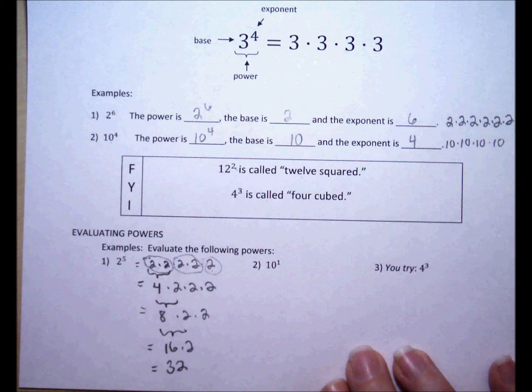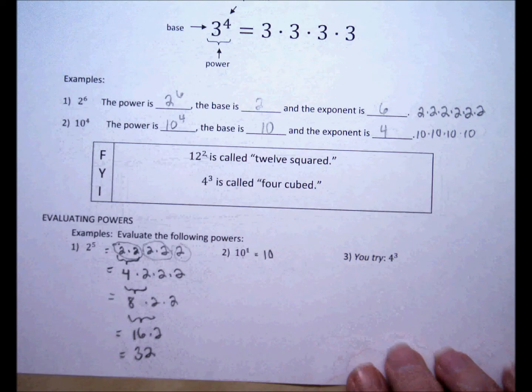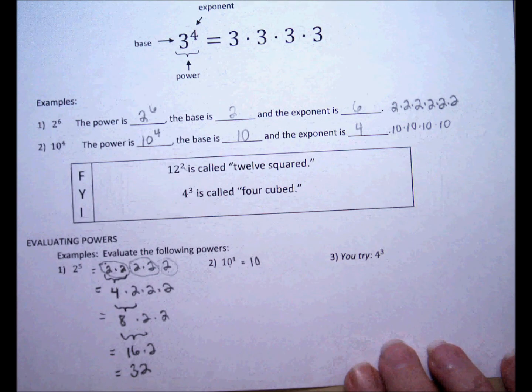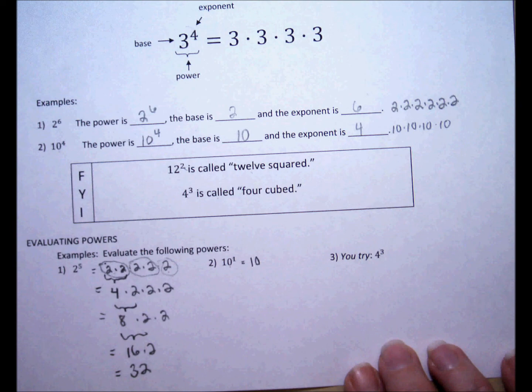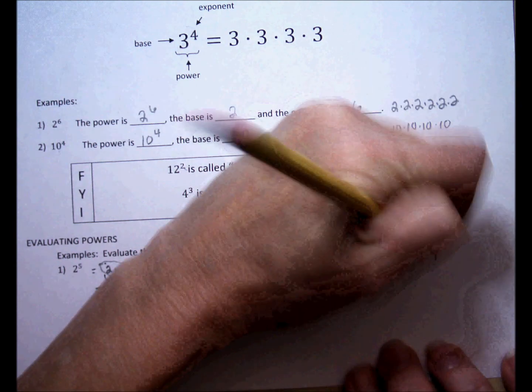Another way to do this would be to group these. That's 4, and that's 2 by itself. You could say 4 times 4 is 16 times 2 is 32. So there's several ways to do this. Now, what do you think 10 to the 1st power is? Now, go ahead and pause your computer and try the You Try.